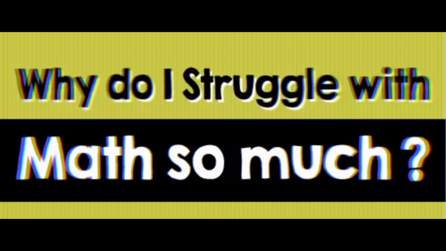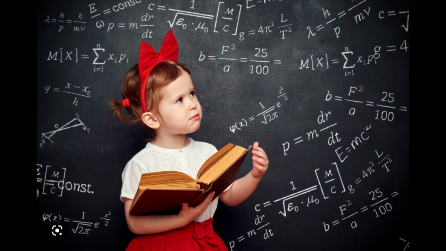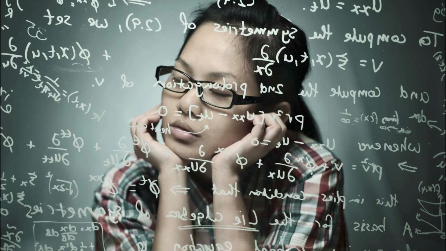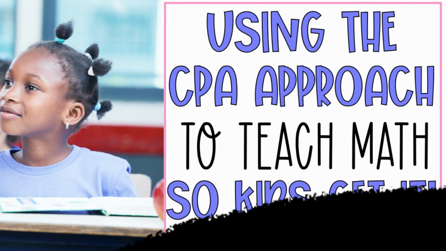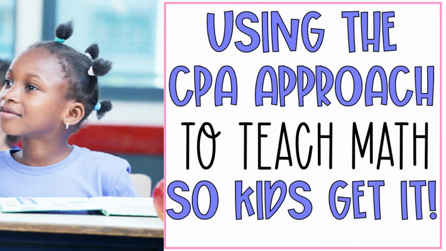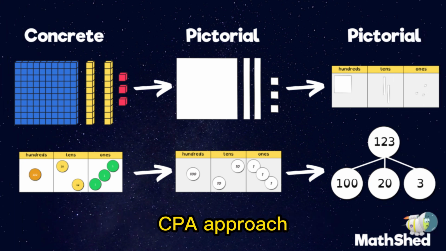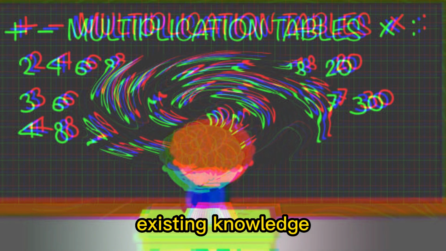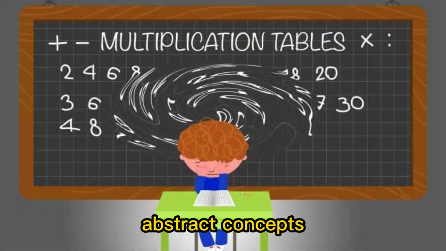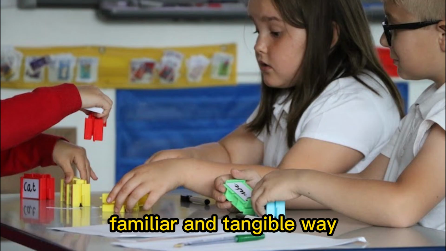So, do you know why math is difficult for kids and even adults? This is what we will discuss today, all about the CPA approach to learning. It stands for concrete, pictorial, and abstract. The CPA approach builds on children's existing knowledge by introducing abstract concepts in a familiar and tangible way.